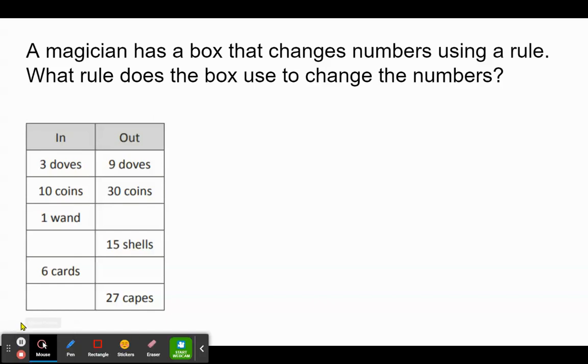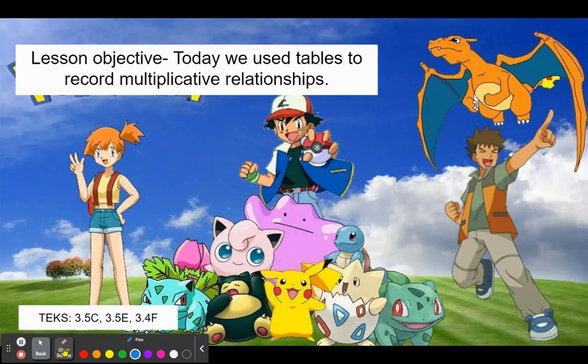All right, so let's go ahead and review our lesson objective for today. So today we used tables to record multiplicative relationships.